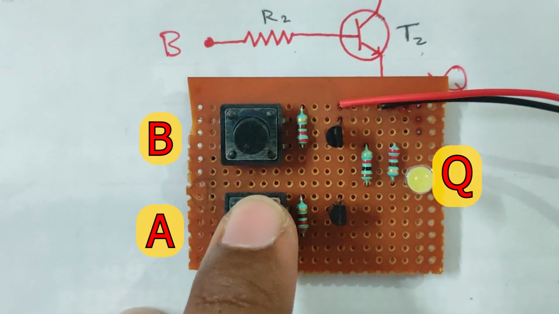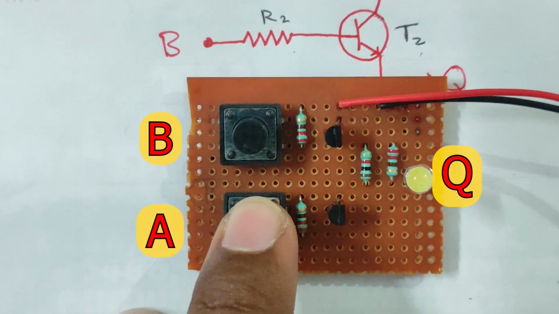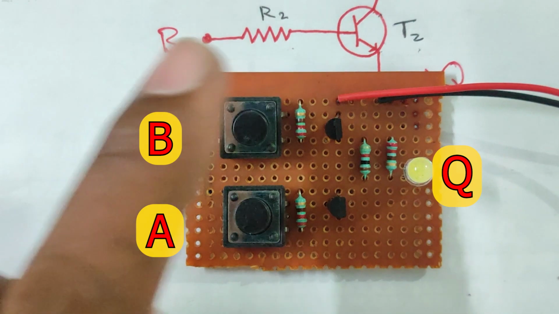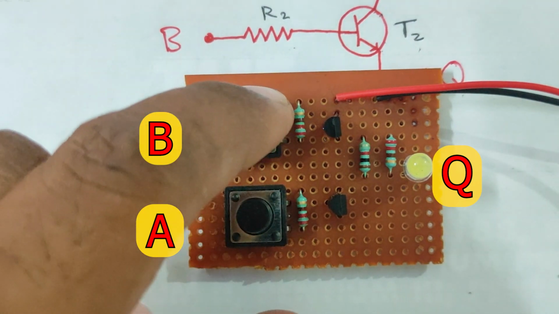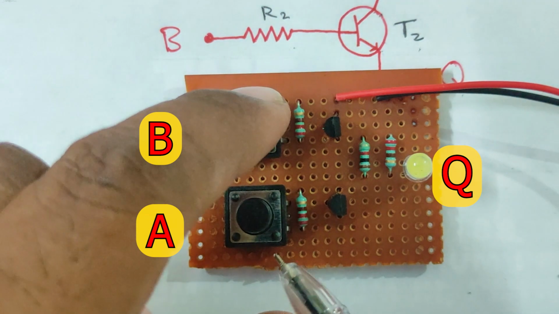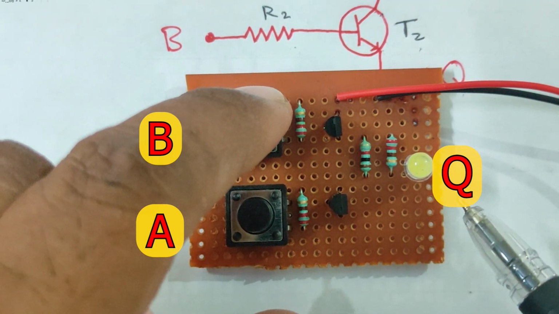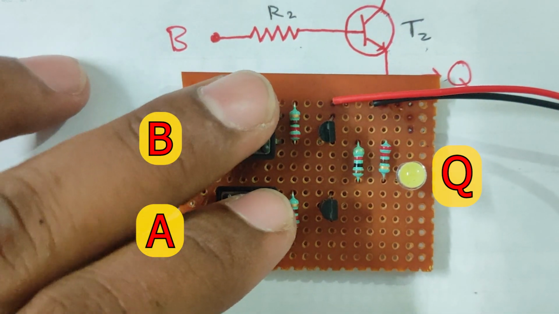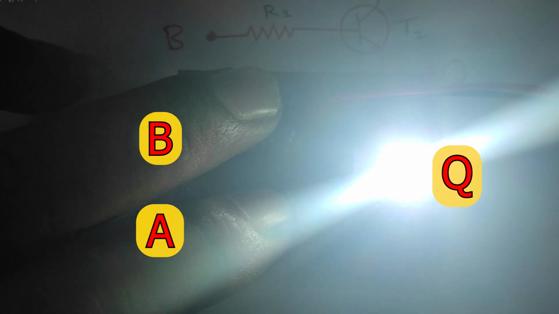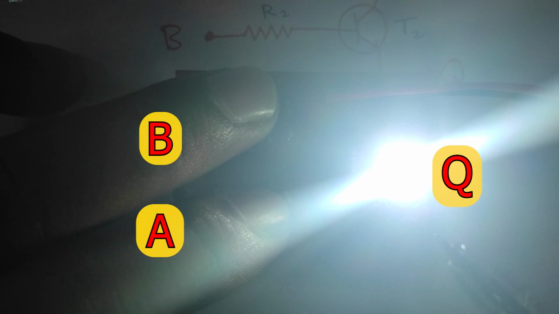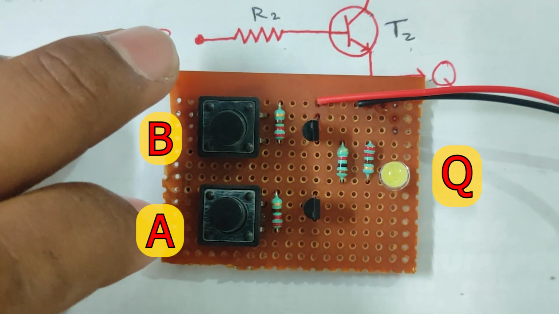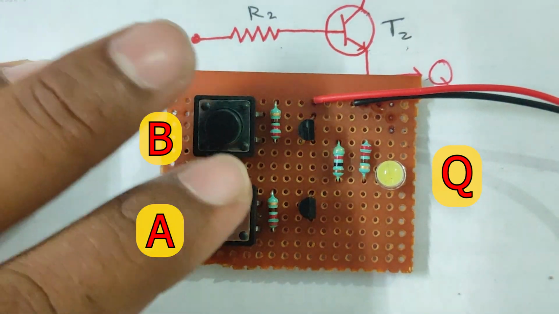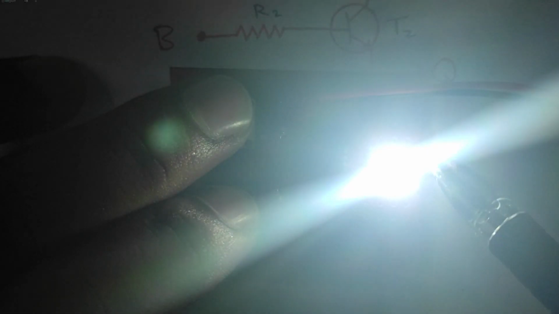Now, if I press only one button in this AND gate, that means only one input is high, the LED is not glowing, that means a low result. If I press another button, again, only one button is high, another is still low, the LED is not glowing because the AND gate is producing a low result. But if I press both the buttons simultaneously, you can see the LED is glowing because the AND gate is producing a high result. If I am not pressing any button, that means both of them are low, then the output is also low. When both the inputs are high, the output is high.